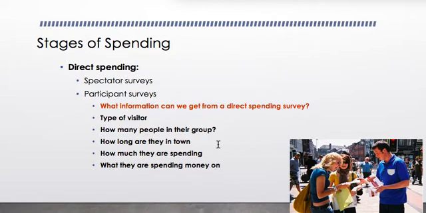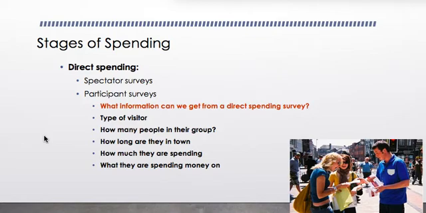So how might we gather information about direct spending? How might the Bulls, for instance, have gathered information from me to find out what my spending was when I was in town? Well, the biggest tool that we have to gather this information is through a spectator survey, right? So basically, as people attend our games, our tournaments, our events, we can hand out surveys and essentially ask them to tell us about their visit in the community and the type of spending and how much they've been spending.